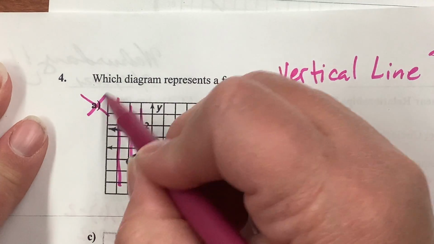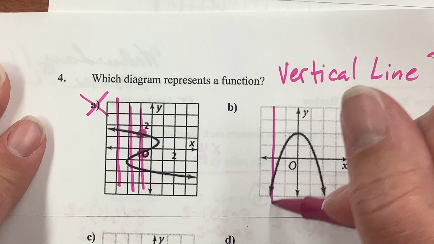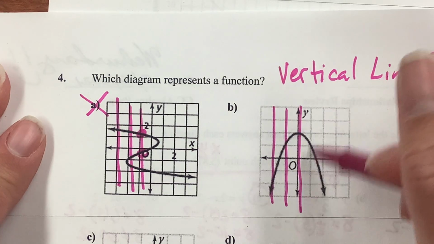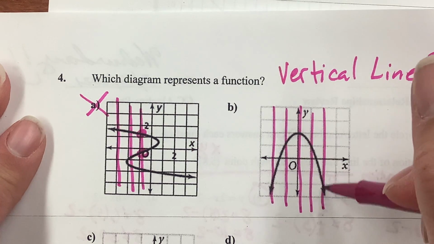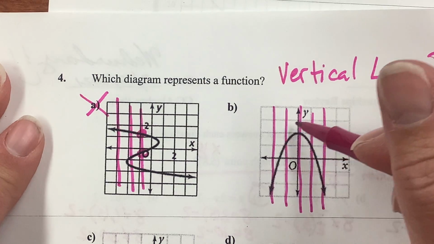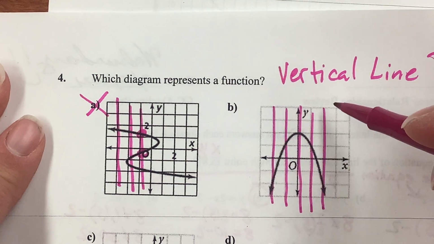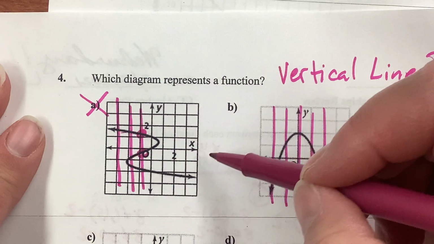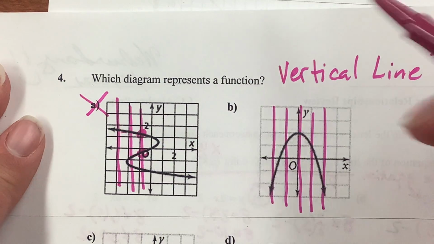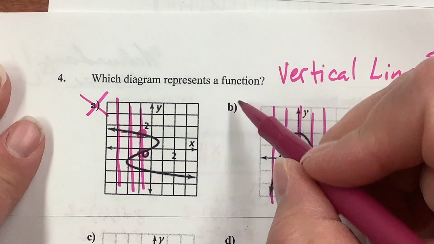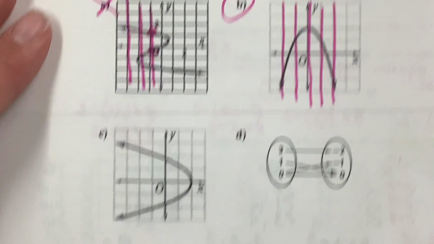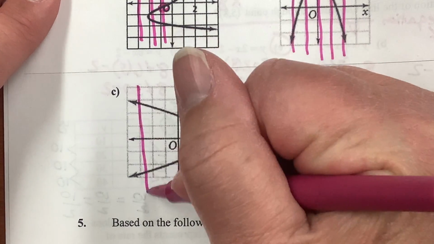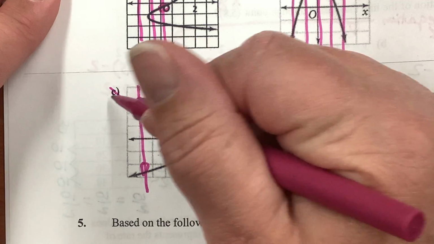So this one, no good. So this one, if I draw vertical lines, it only hits once. You see how it's only hitting the graph once? Remember, the graph is this. The background is a grid. The graph is the backwards S. The background is a grid. So it's only hitting the graph once. That's a function. So wait, look, it hits it twice, not a function.